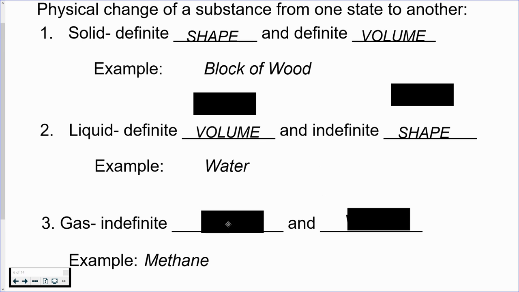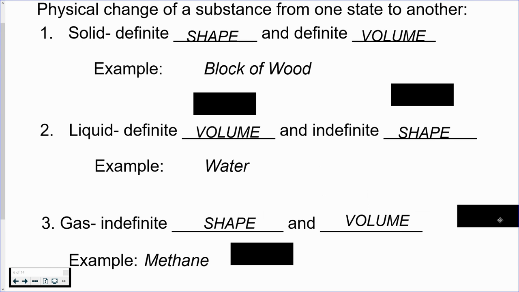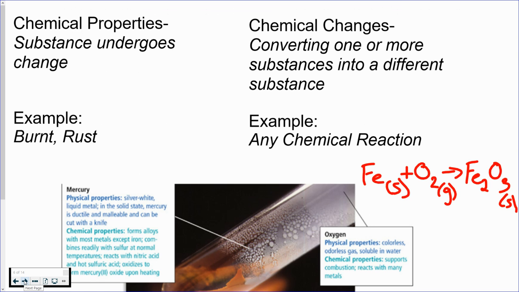Gas has an indefinite shape and an indefinite volume. So the example I like to use is what happens if someone passes gas. If somebody farts, it takes up the volume eventually of the room and the shape of the room. So eventually it will take up the entire space that they are in. That brings us to chemical properties.